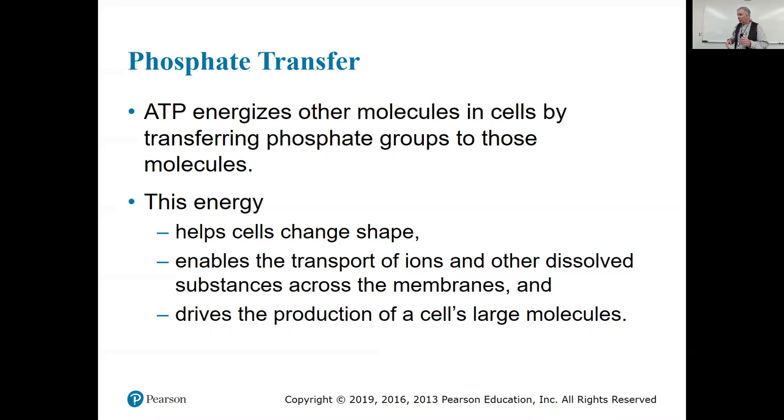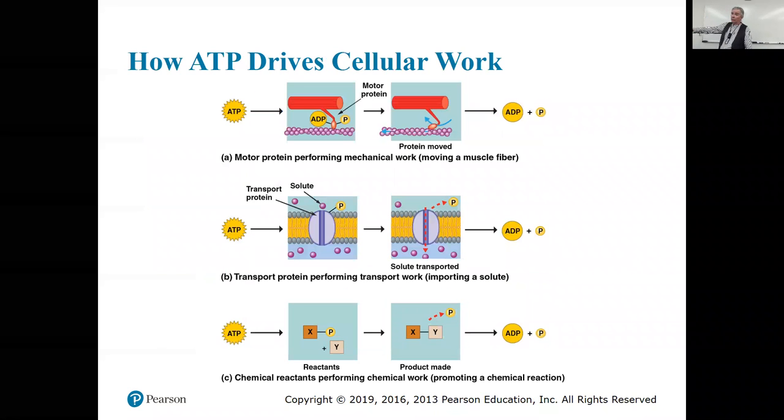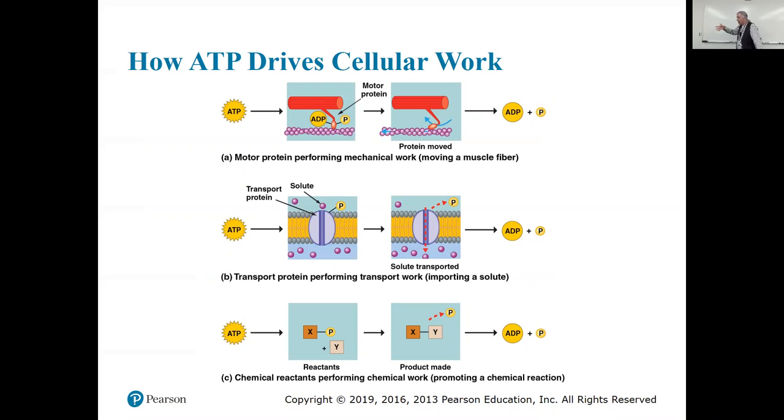What is the meaning of biologic work? And there it is. There's biologic work. Muscle contraction, motor protein performing mechanical work, moving a muscle fiber. This is work. And you have to contract muscles to stay alive. I don't have to contract this muscle to stay alive. I don't contract these muscles to stay alive. But I do have to contract this muscle. Heart muscle has to be contracting 72 times a minute or around in order to stay alive.